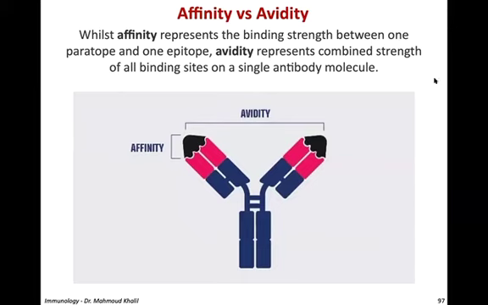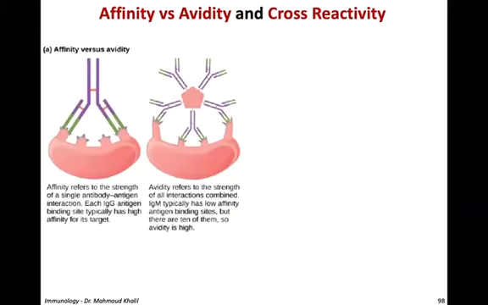It's important to identify the difference between affinity and avidity. Affinity, as we all know, represents the binding strength between one paratope and one specific epitope, while avidity is the combined strength of all the binding sites on a single antibody molecule. So avidity can be considered a collection of all the affinities of the antibody, as you can see from the figure.